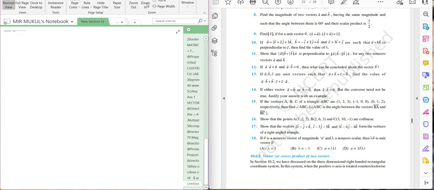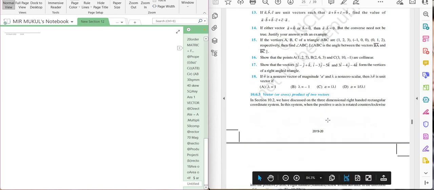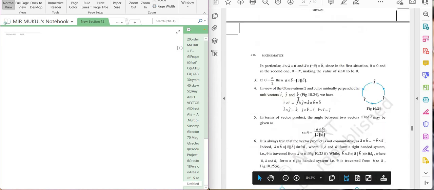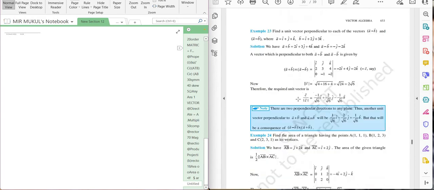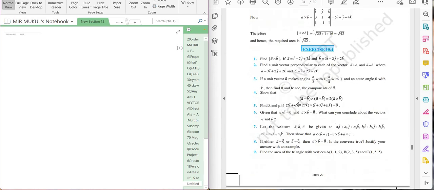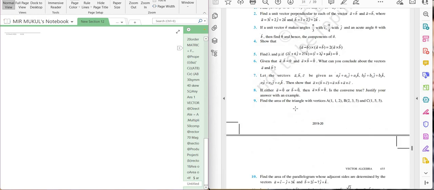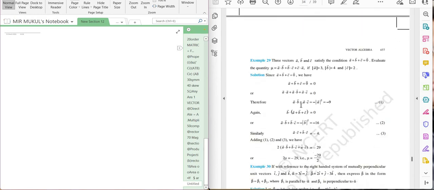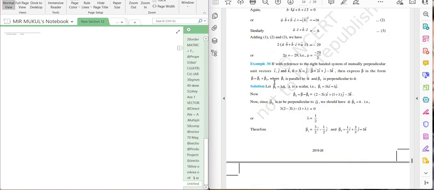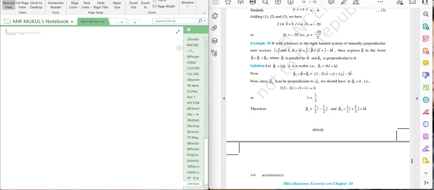I hope you understood. Now, a few more good questions I am doing, and these types of questions you should keep properly in your copy, because anytime you can get them in the exam. So one question I am solving from the exemplar, miscellaneous exemplar, example number 30.